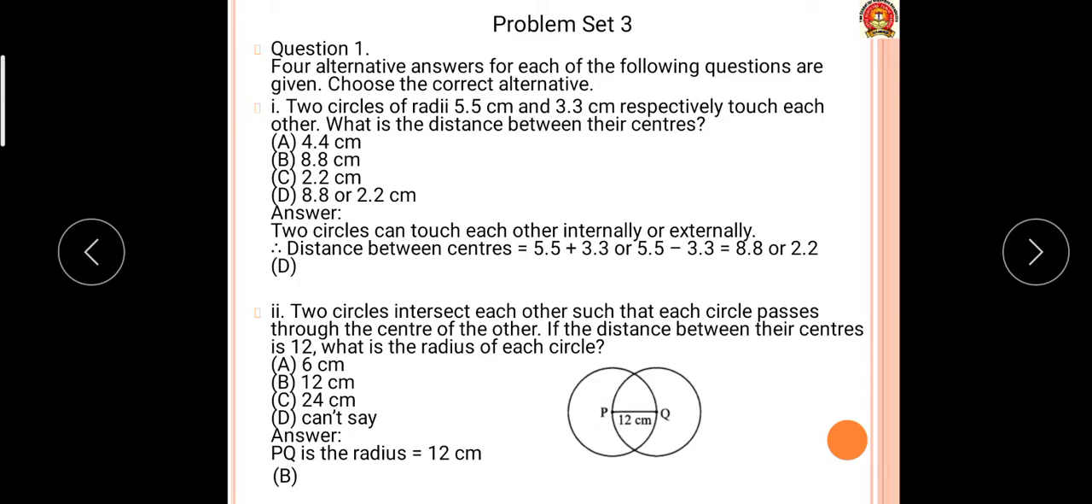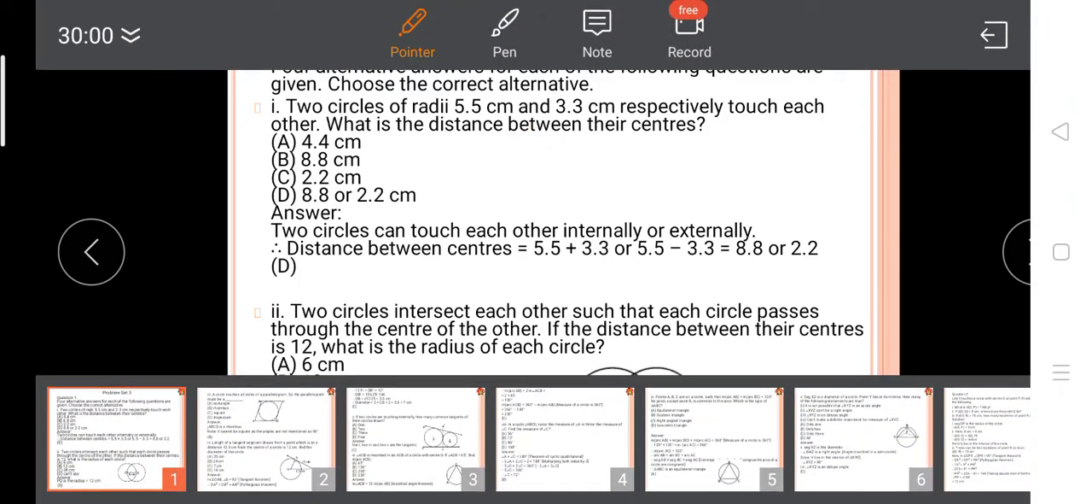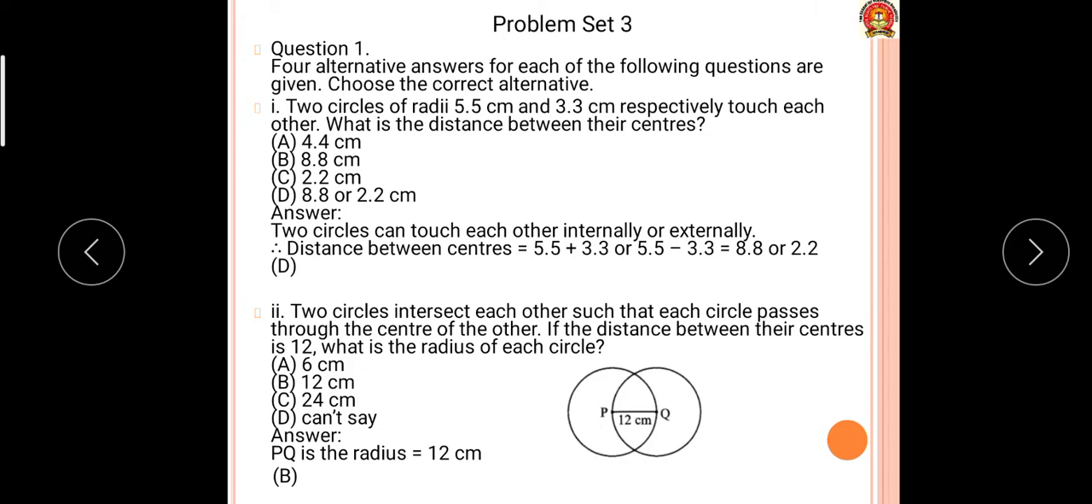So that's why we will see the first question from the problem set first. Four alternative answers are given. We have to choose one. Now see, two circles of radii 5.5 and 3.3 respectively touch each other. What is the distance between their centers?